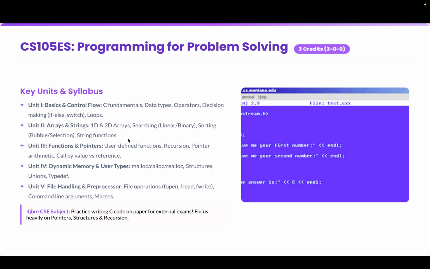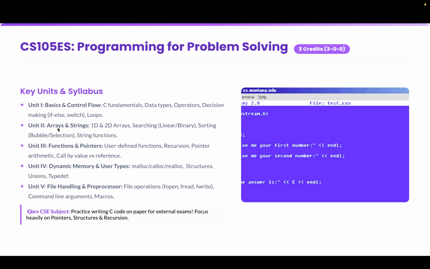If you learn the C language with a lot of focus, then all the programming languages will be easy for you, because C was the first programming language, and there are a lot of connections between different programming languages too. In unit number 1, you will be dealing with basics and control flow. As you are fresh to this world, you will be dealing with the normal basics and fundamentals: C fundamentals, data types, operators, and decision making, which will be if else, switch, loops, etc.